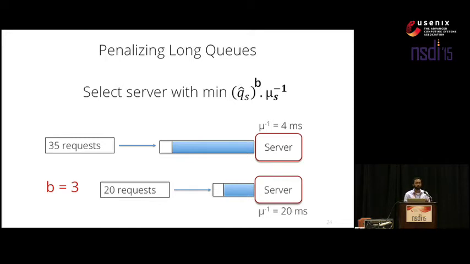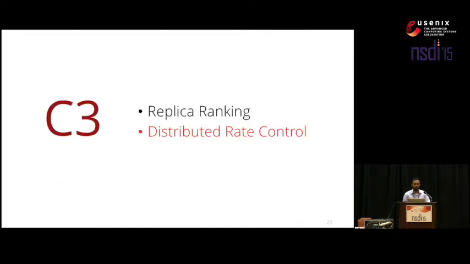This is only the gist of the replica ranking mechanism that we use. For more details, I encourage you to have a look at the paper. So that was replica ranking. Now let's talk about distributed rate control.